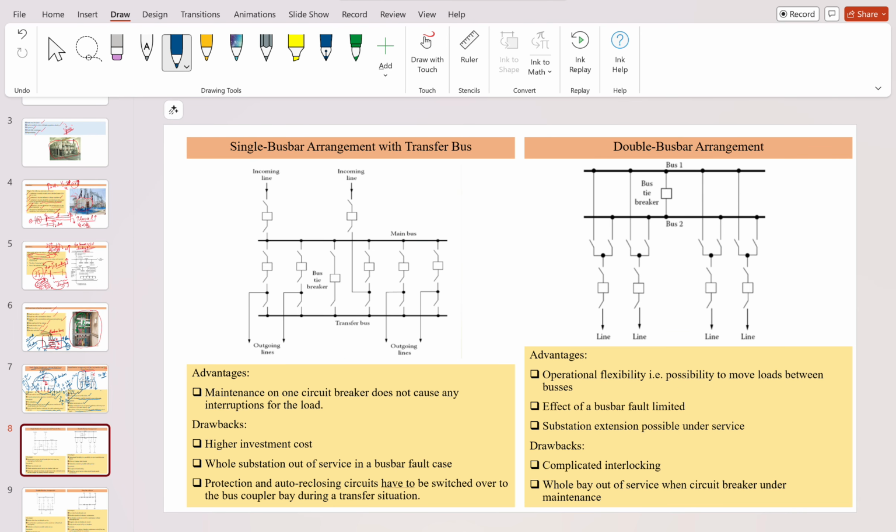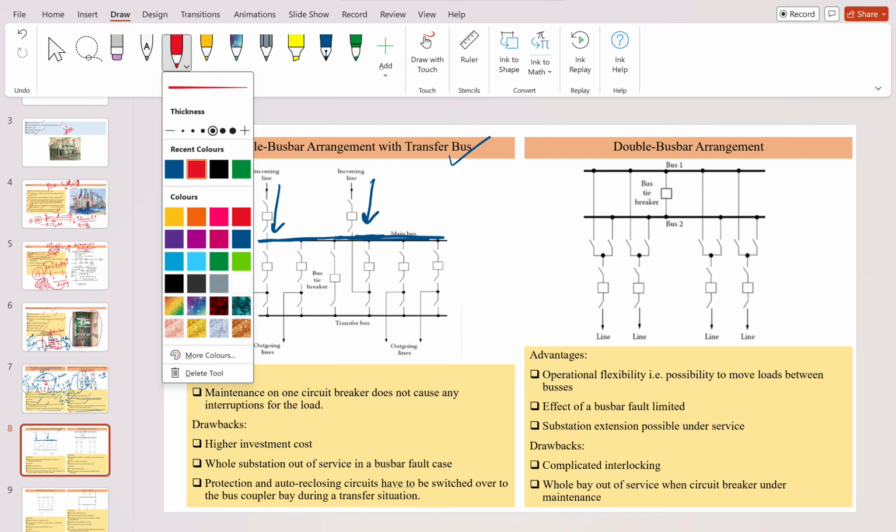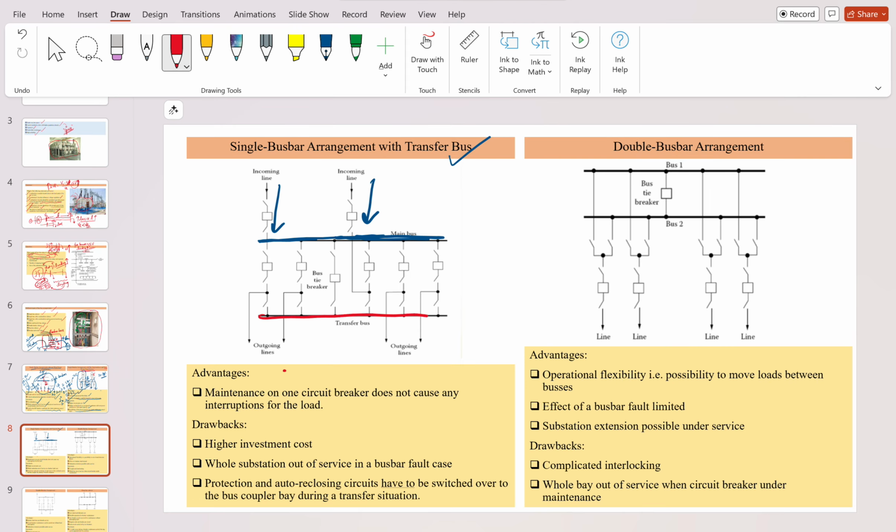Third arrangement is single bus bar arrangement with a transfer bus. Okay, you have a single bus. This is a single bus only, which is connected to the incoming line. Suppose there are two incoming lines feeding this. In that situation, you see there is a transfer bus here. So this is actually a transfer bus.